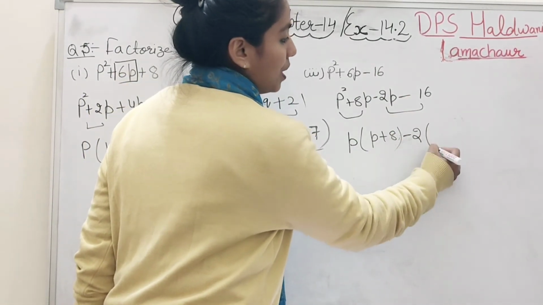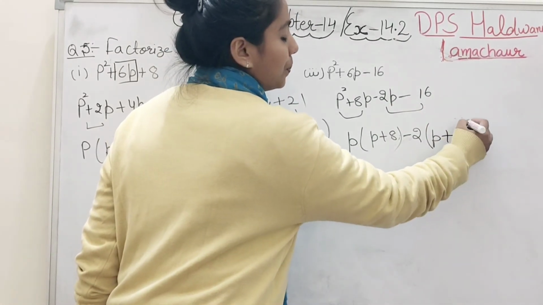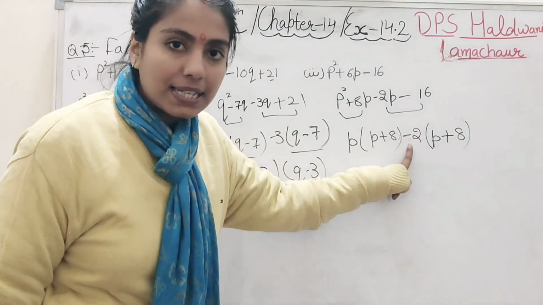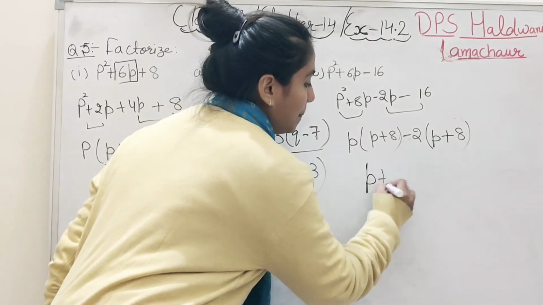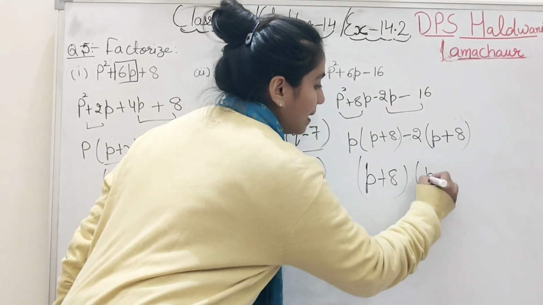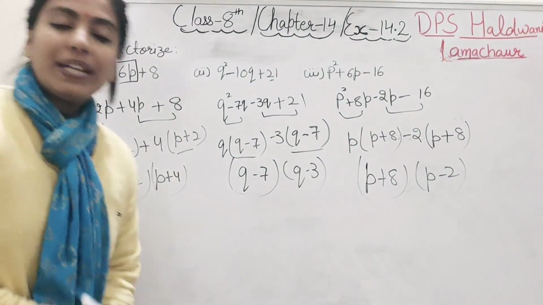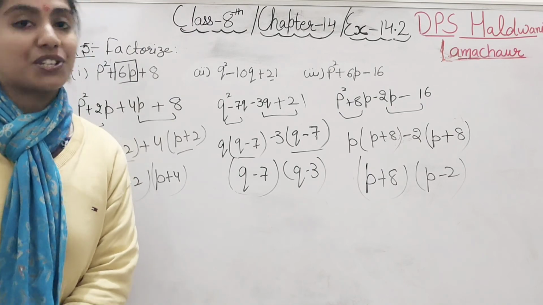Minus sign also. So p becomes plus. Here minus, this becomes plus. 2 8s are 16. Whenever there is minus before your bracket, inside the sign will change. So the answer is p plus 8 and p minus 2. Right student? The questions are very simple only. When you will practice, you will see how easy these questions are.